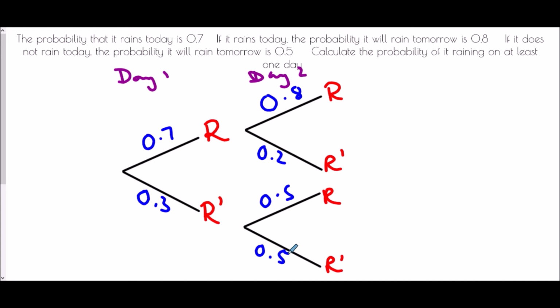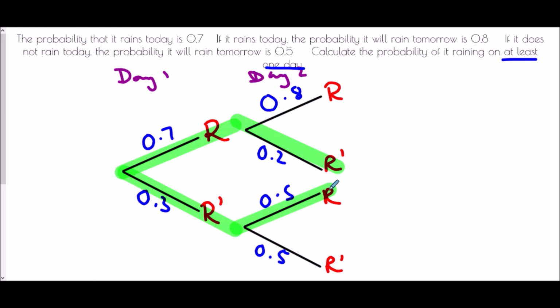Now, the question was calculate the probability of it raining on at least one day. Now, where on our branches would that be? Well, if it's going to rain on at least one day, that would be rain and not rain. There's one day that it rained. It rained on day 1. Or it didn't rain on the first day, but did on the second.